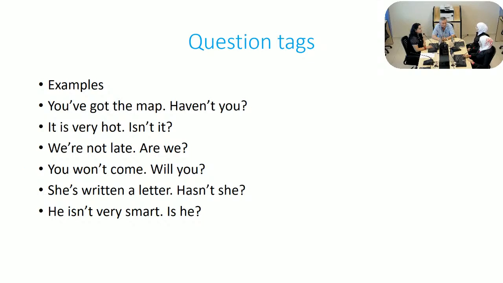We're not late, are we? You won't come, will you? She's written a letter. Here, 's is contracted, and what is after the 's is written, which is the past participle of the verb, which means it's has, not is. So hasn't she? He isn't very smart, is he?